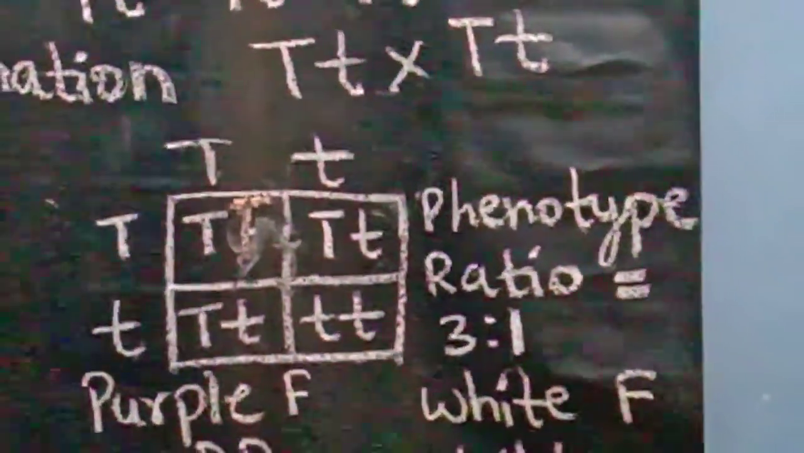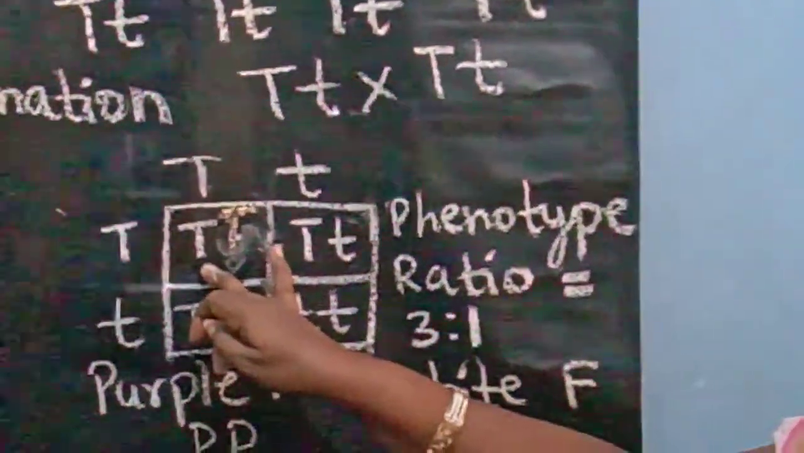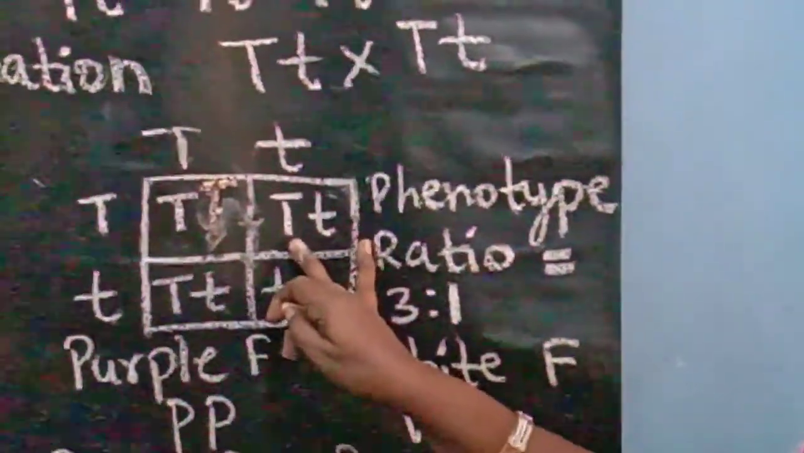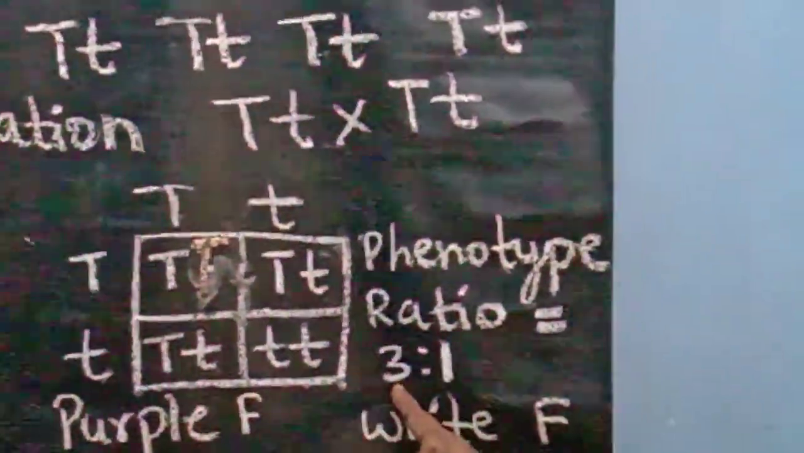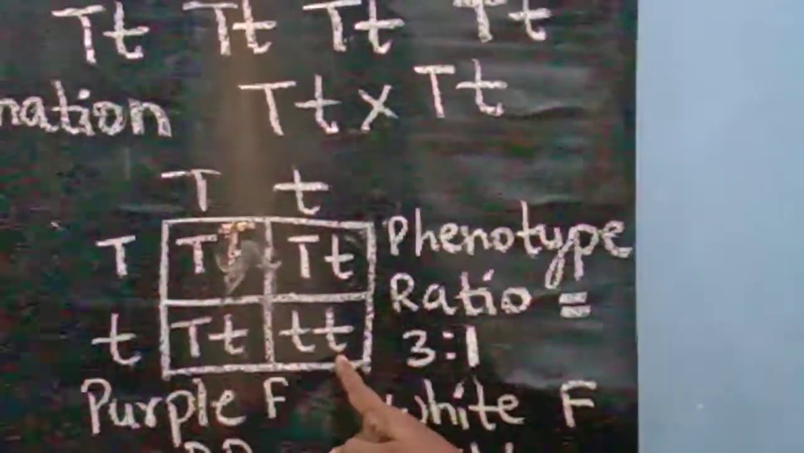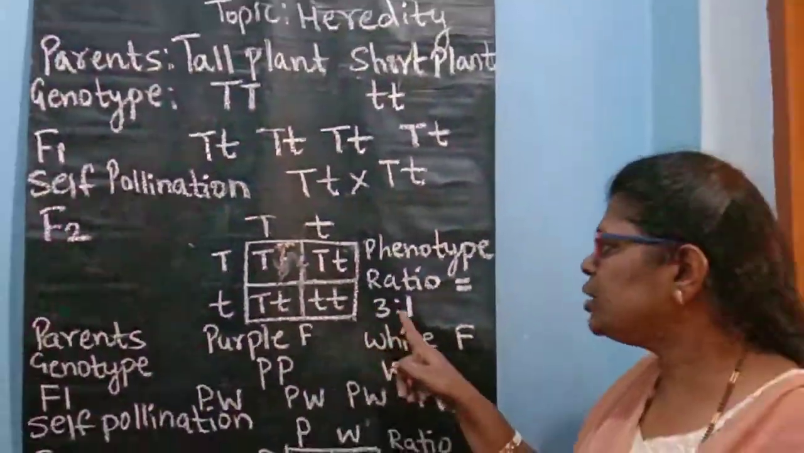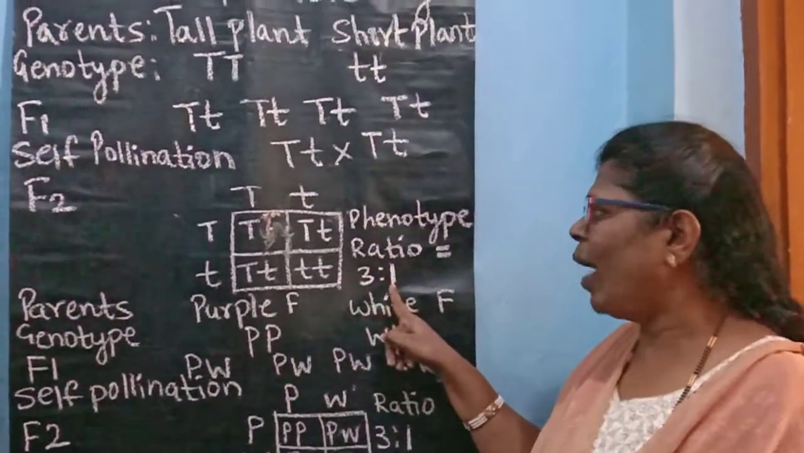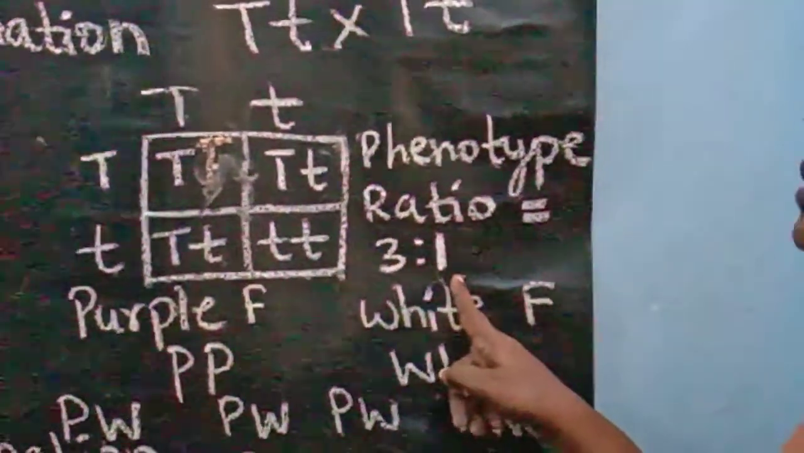So how did we get 3? You have to see wherever the capital T is there. Capital T, capital T, capital T. So in 3 boxes we got capital T. But what about this box? We do not have capital T. Both the t's are small. So we have to write 1. That means 3 plants are tall and 1 plant is short.